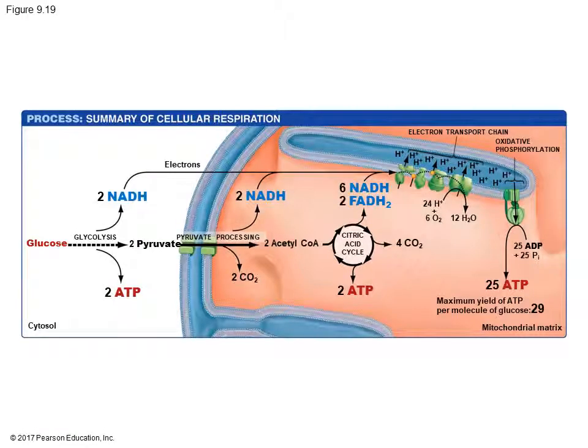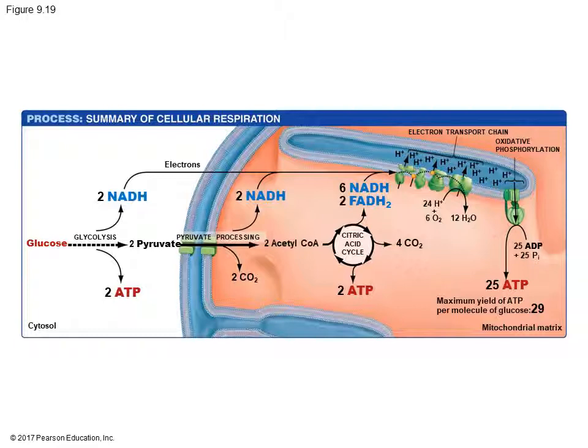This is one of my most favorite diagrams in the whole chapter. I particularly enjoy 9.19 because it's so informative. It gives you the 4 steps of cellular respiration. It tells you where it occurs. It tells you what goes in and what goes out. It tells you what happens to every part of the step and how much ATP is made.